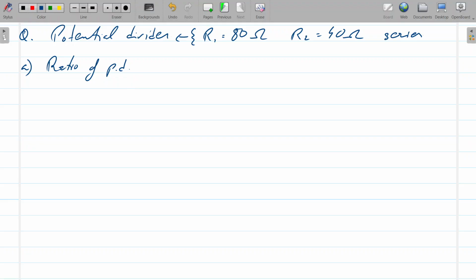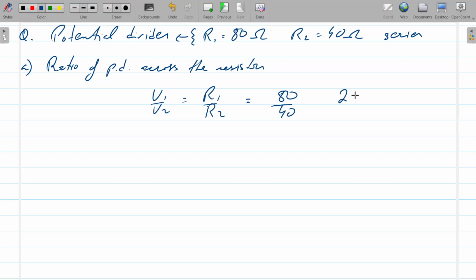Right? I say split, but each component is going to take whatever voltage it needs, right? That's what happens in a series circuit. So ratio of potential difference across the resistors. And so we know V1 over V2 equals R1 over R2, right? And so that would give us 80 over 40, right, which gives us 2:1.